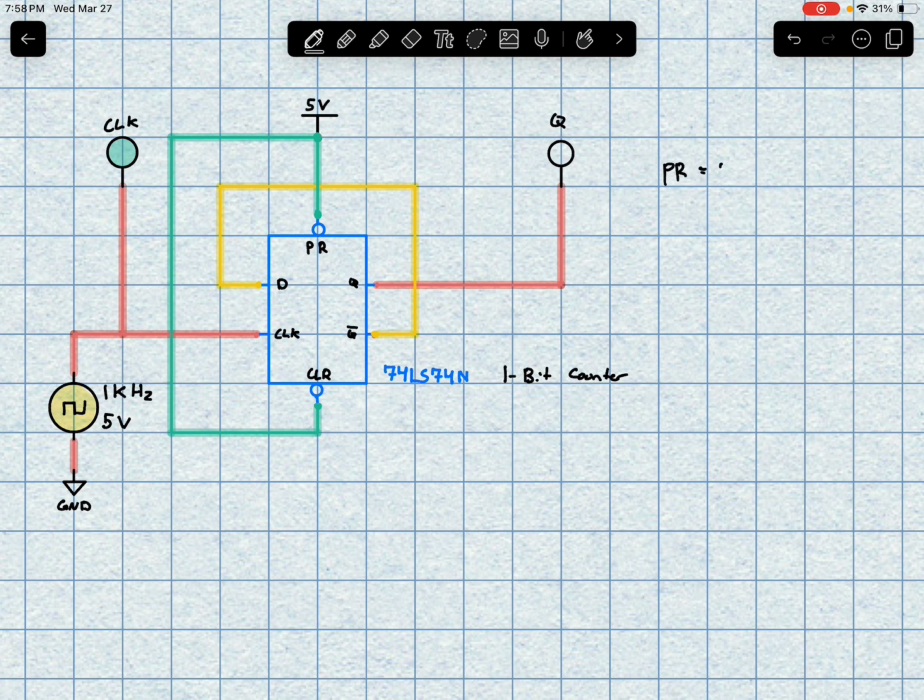means preset. What does preset mean? Preset means to override the output and set it equal to 1. The output will be equal to 1.